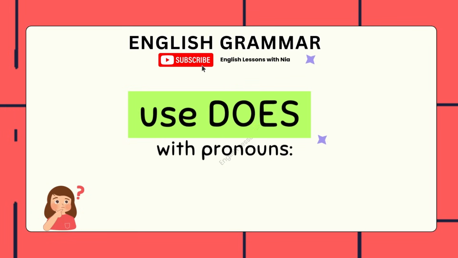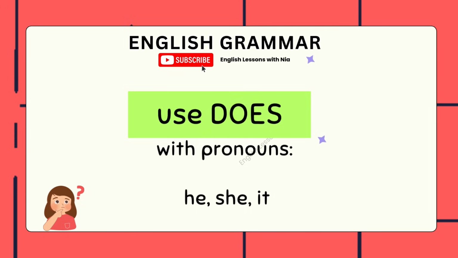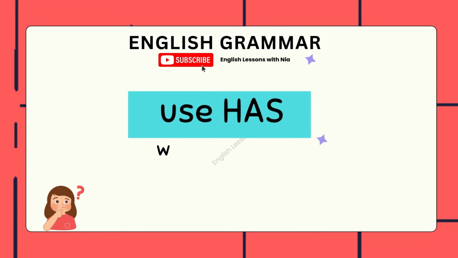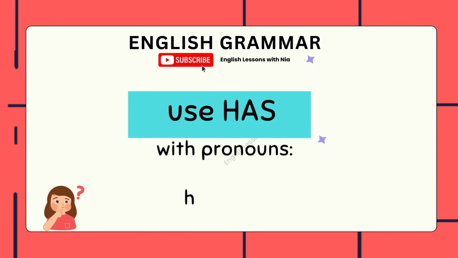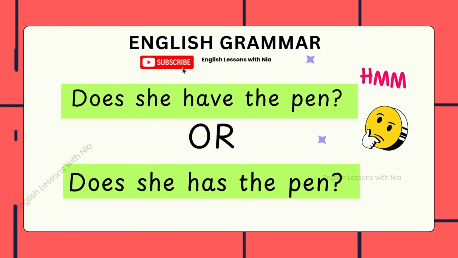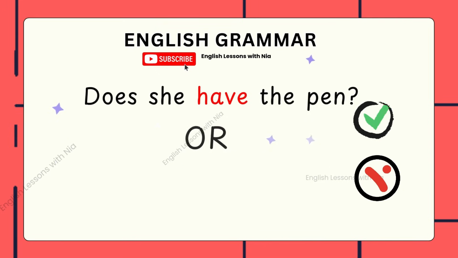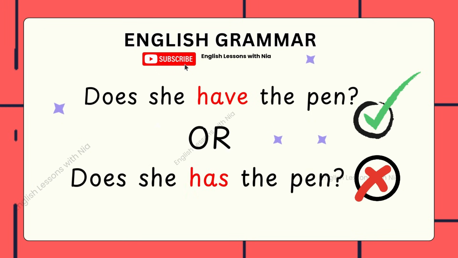First, does is used with the pronouns he, she, and it, and with singular nouns. And has is also used with the pronouns he, she, and it, and singular nouns. So, with that knowledge, which of these is the correct way to ask this question? Does she have a pen, or does she has the pen? The correct answer is the first one.